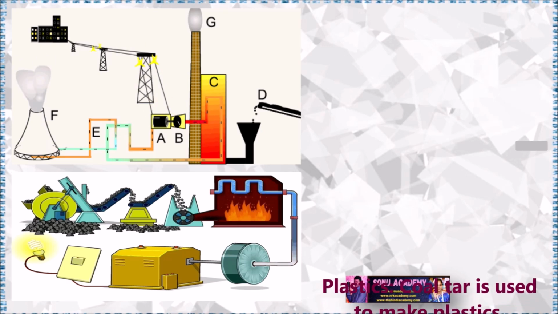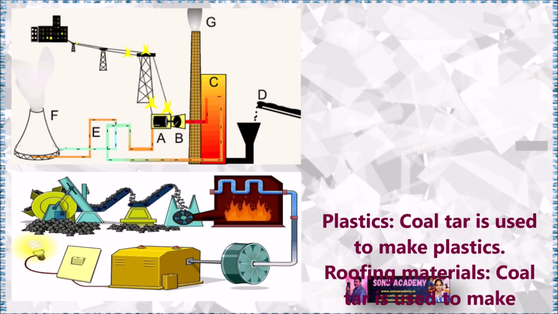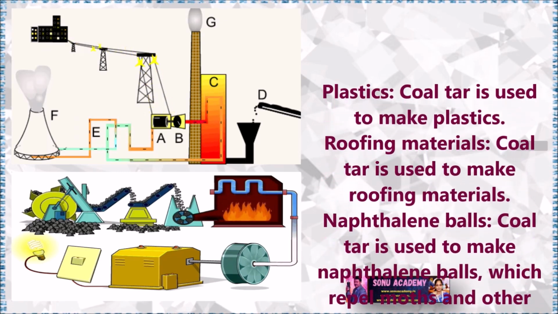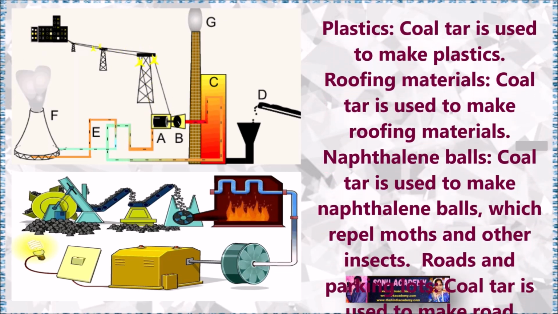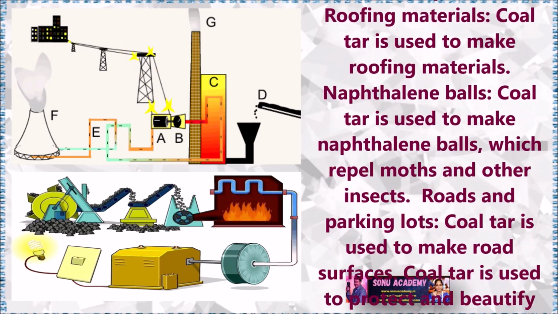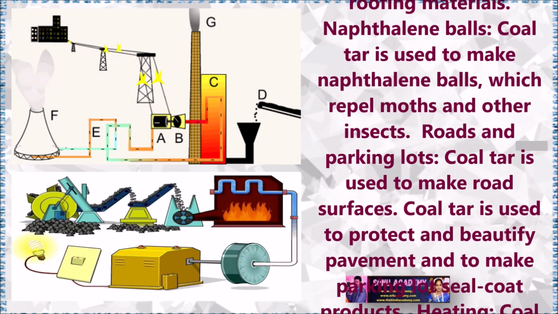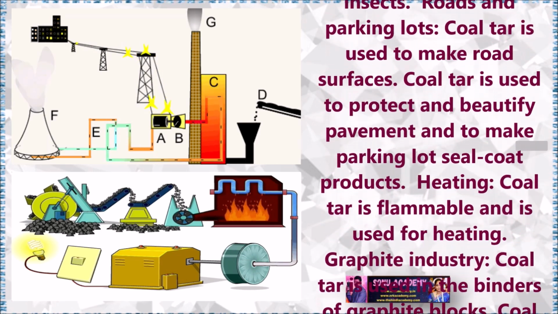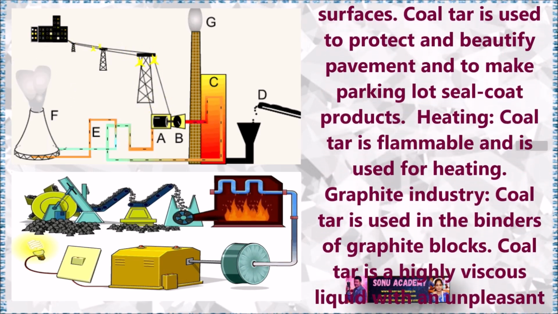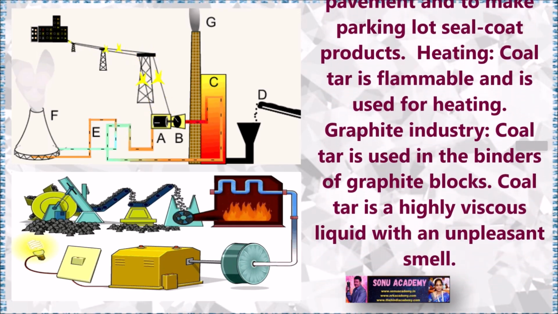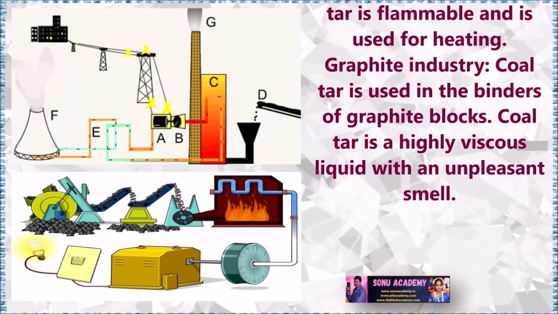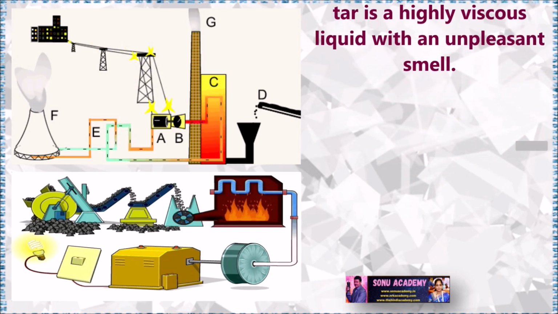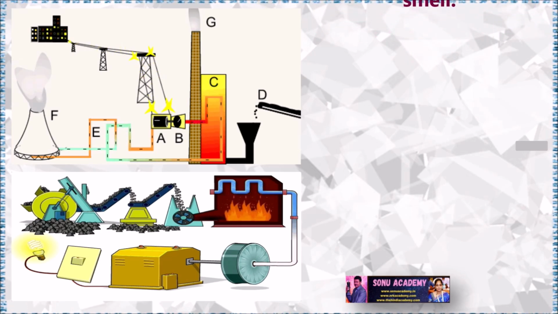Coal tar is used to make plastics also. Coal tar is used to make roofing materials and naphthalene balls. Even coal tar is used to make naphthalene balls which repel moths and other insects. Coal tar is used to make road surfaces, and it is used to protect and beautify pavements and to make steel coat products. Coal tar is flammable and it is used for heating in the graphite industry. In the graphite industry, it is used as a binder of graphite blocks. Coal tar is a highly viscous liquid with an unpleasant smell.